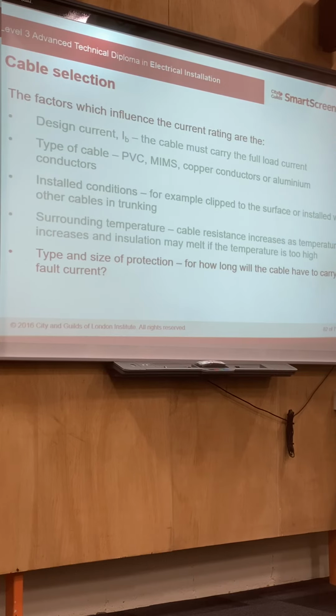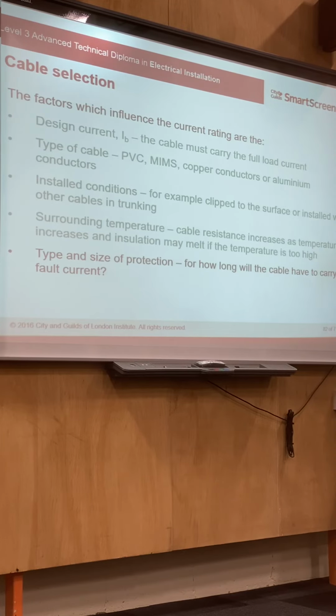Different reference methods will have a different effect on the cable, won't they? What's the effect if I run that cable in a wall with thermal insulation on it? What's going to happen to that cable? It's going to get hot, isn't it? Okay. It's going to be able to carry less current. So when we're actually looking at Appendix 4 and the current carrying capacity, you'll see that they differ depending on the environment it's running in. Okay. The surrounding temperature. Air temperature will have an effect on the cable's resistance, so we take that into account as we design the cable. Okay.